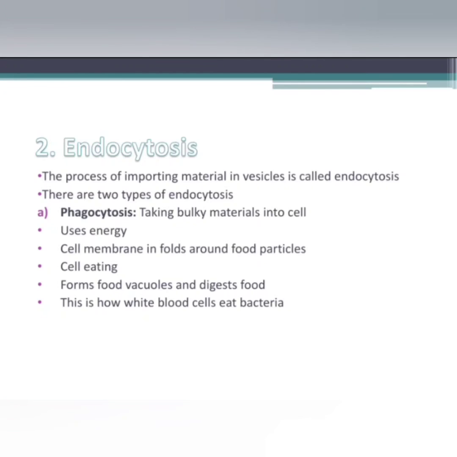The cell also has a mechanism of cleaning, or getting rid of the toxic materials out of the cell. It happens in the form of an active transport type. And endocytosis type 1 is phagocytosis. Taking bulky materials into the cell uses energy. The cell membrane enfolds around the food particles. It is called phagocytosis, the cell eating process. It forms food vacuoles and digests the food. This is how white blood cells eat bacteria.